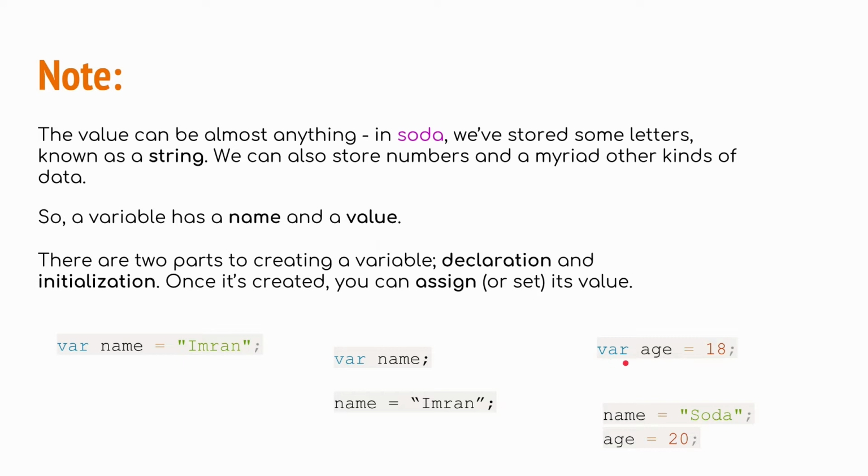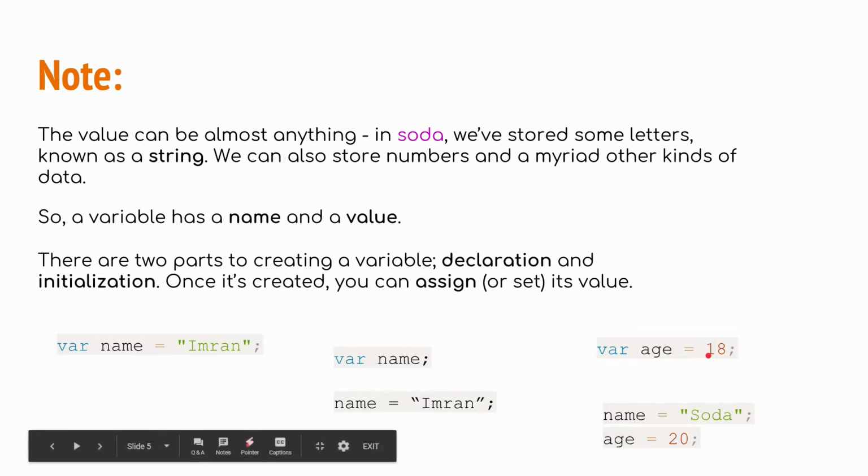var age equals 18. Now notice that here we haven't used any quotes. This means that 18 will be stored inside of age as a number. So now age and name are variables which have some values.